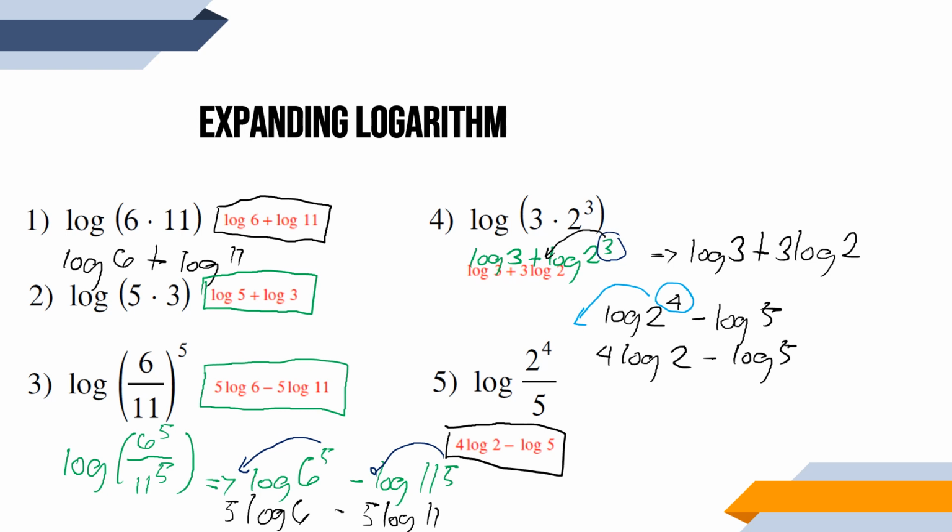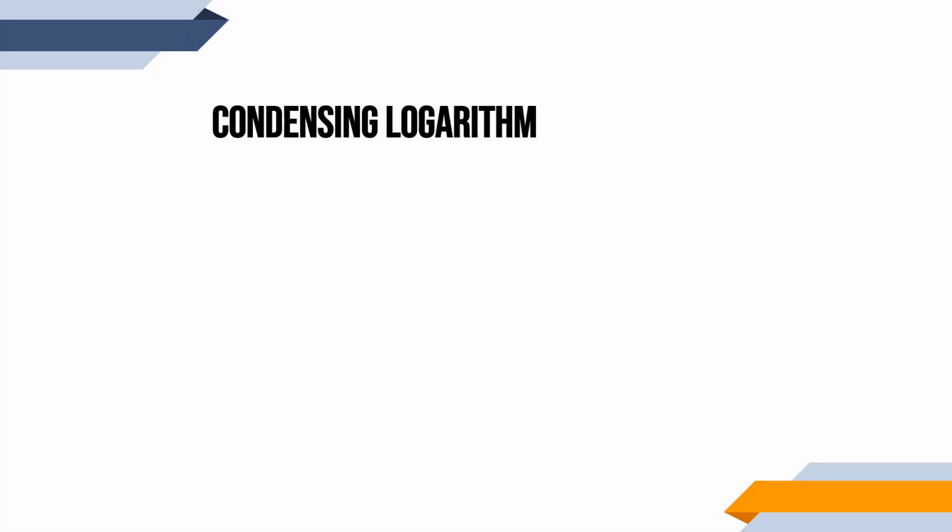Now, the opposite of expanding is condensing. So again, we are going to make use of the different properties of our logarithm to condense a logarithmic expression. So for instance, we have here log of 3 minus log of 8. We have a minus sign. So what will happen if we are subtracting two logs? We are dividing. So basically we have log of 3 over 8. So again, this will be our final answer.